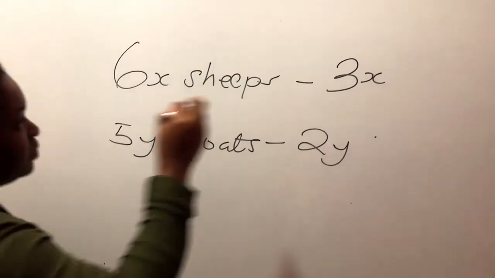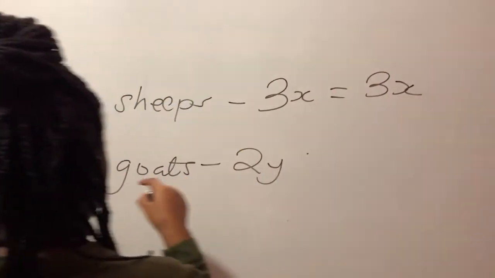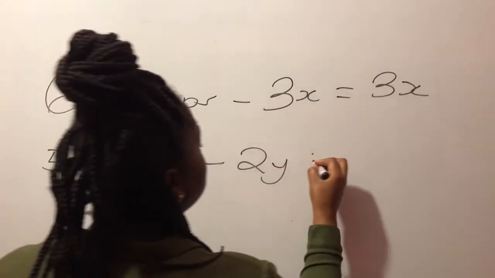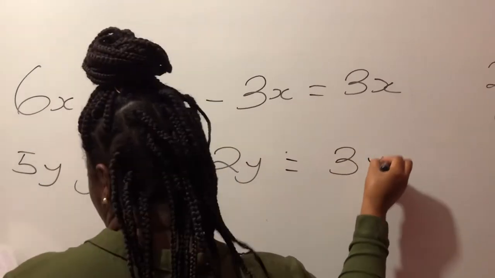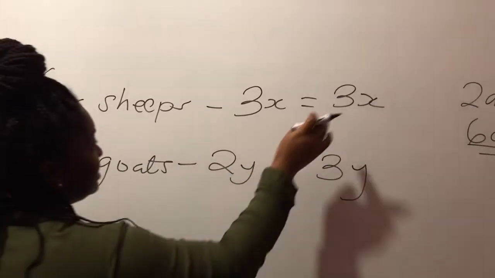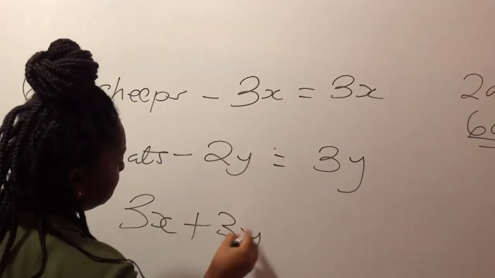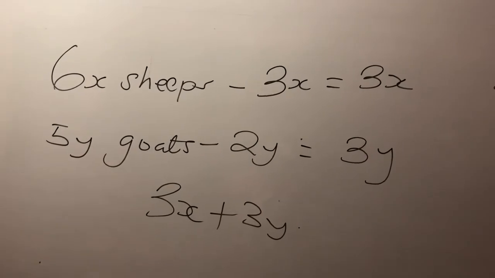This is very simple. 6x minus 3x is 3x. And 5y minus 2y is 3y. So what is your expression? They say what is the total? So the total is 3x plus 3y. So 3x plus 3y. Okay.